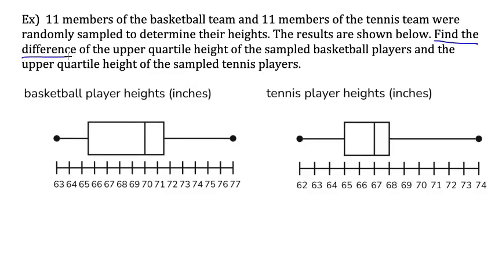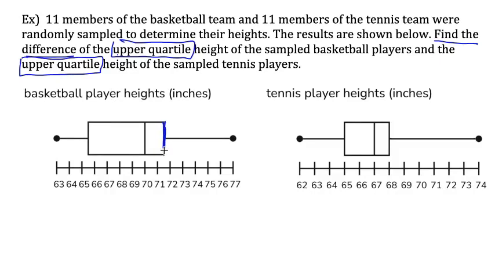We need to find the difference. When we find the difference, we're subtracting. And we're comparing the upper quartile of the basketball players and the upper quartile of the tennis players. Okay, so let's find those upper quartiles.